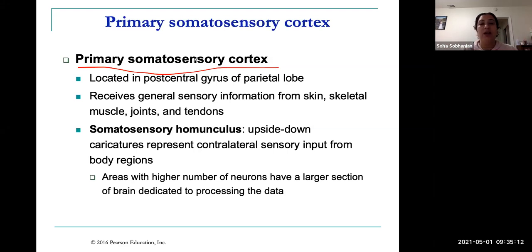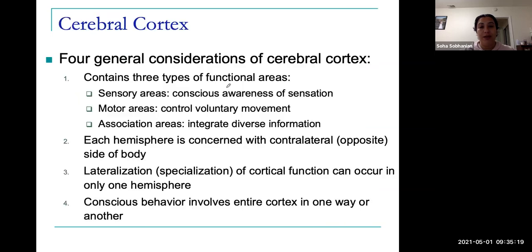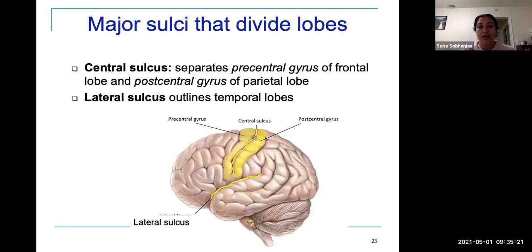The specific location is the post-central gyrus. If you go back to your picture, I'm going to go back to the original slide. The post-central gyrus was this part right here. So this specific area, the post-central gyrus, is associated with collection of data from your sense of touch. Be very careful with the vocabulary, guys.